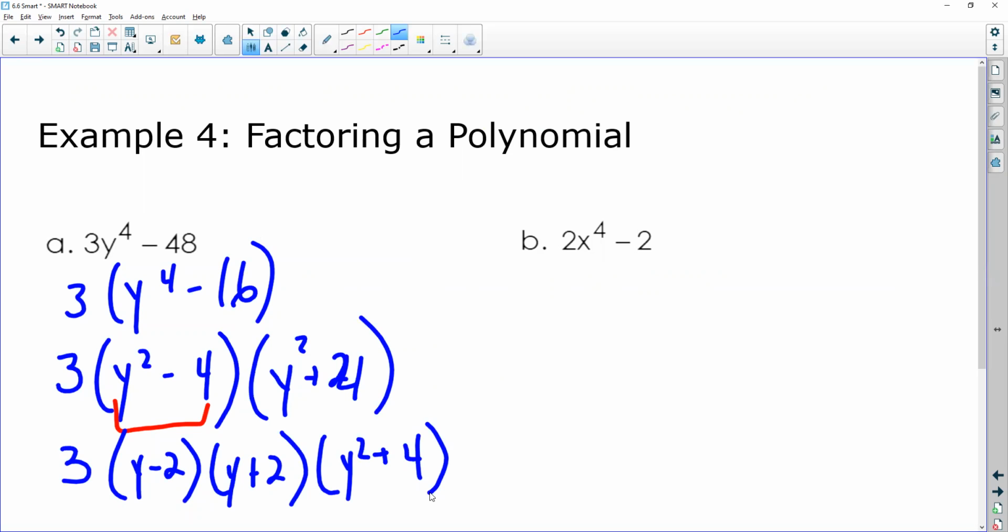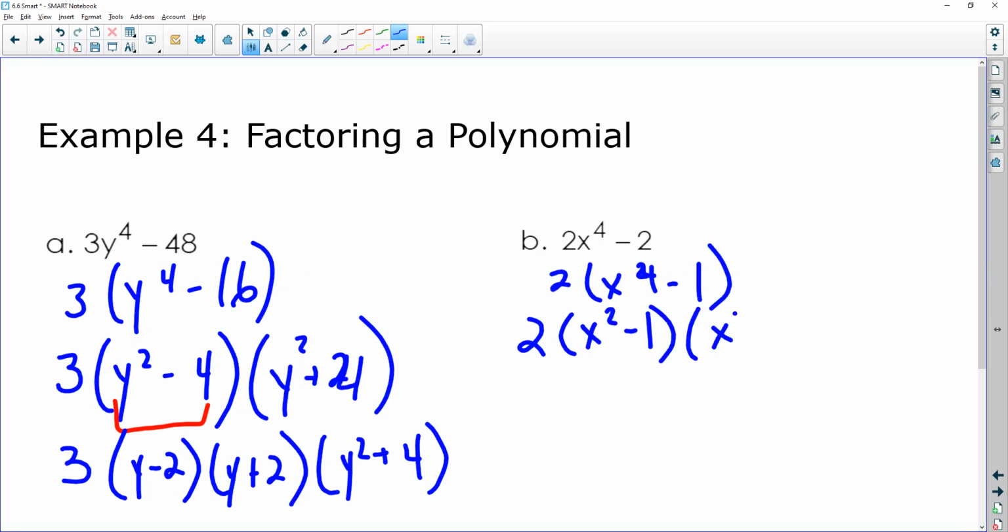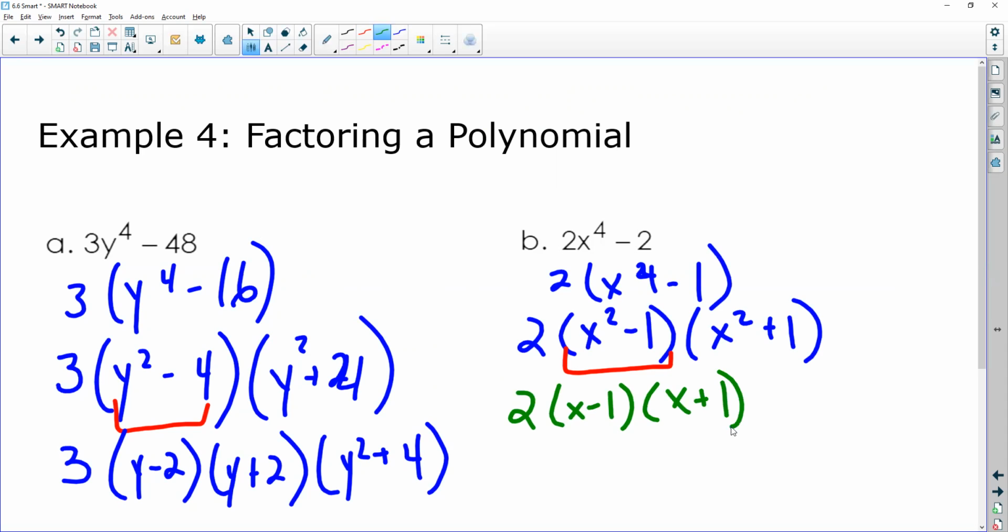Okay, try the next one. I'm going to take out the common term because it looks funky. It's 2, so I get x to the 4th minus 1. Then that is still a difference of squares, right? x squared minus 1, x squared plus 1. And then once again, we have that middle term that still needs to be factored further. So 2, x minus 1, x plus 1, and then x squared plus 1.